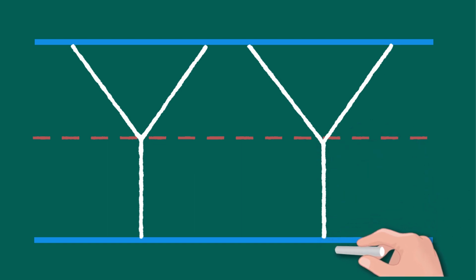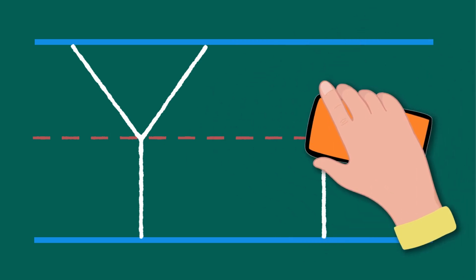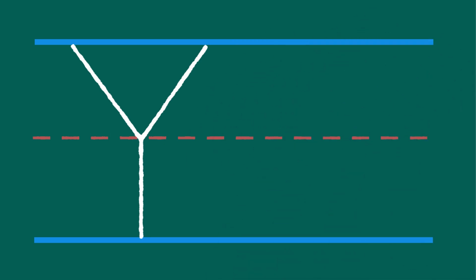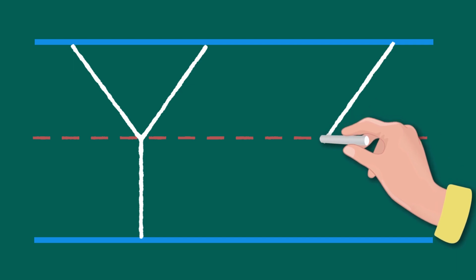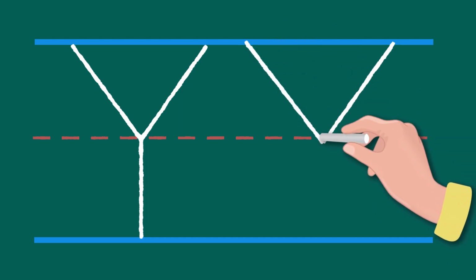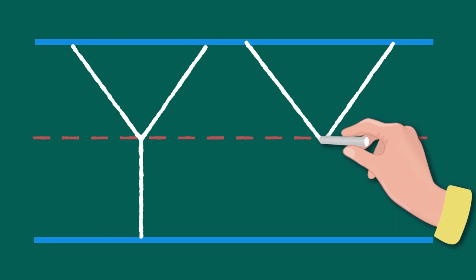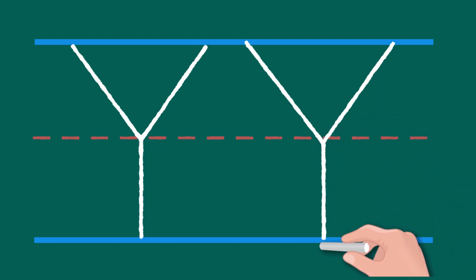Let's do that again. Make a diagonal line, then another diagonal line, and a vertical line down. Now you try.